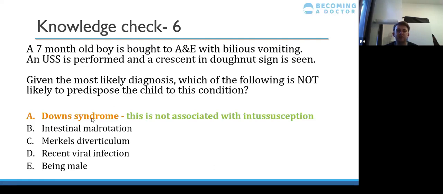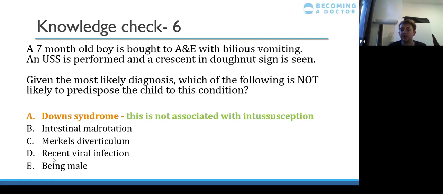I don't think I told you this specifically, so don't worry if you get it wrong. Malrotation, as well as the gut volvulus, can predispose you to intussusception. I'm not sure why. I assume you've got a weird shaped gut, so you're more likely to get errors in how the peristaltic waves transmit through that gut, and that's more likely to cause intussusception. Also, being male is more common, and then a Meckel's diverticulum can act as a leading edge. We talked about that, and then recent viral infection.